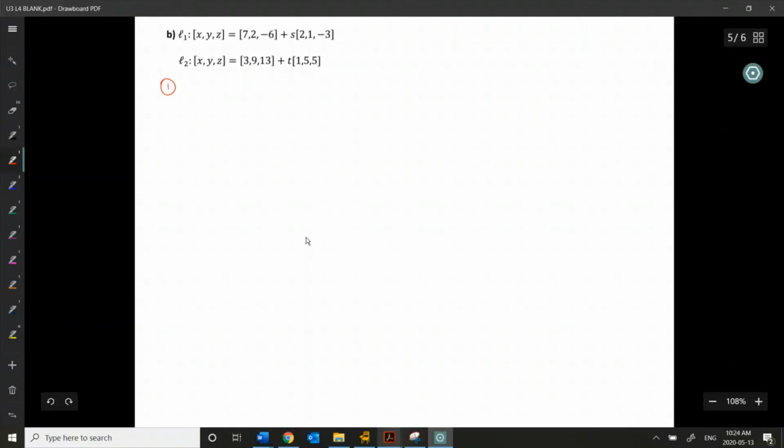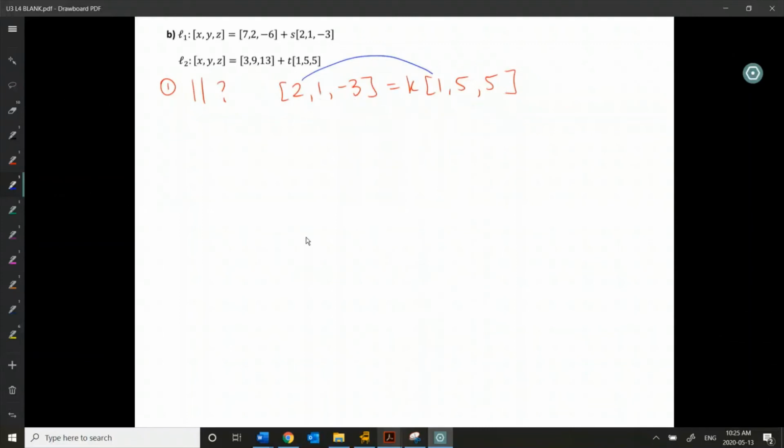So the first thing that we are always going to check is if they are parallel or not. So is 2, 1, negative 3 equal to some scalar multiple of 1, 5, 5? I think pretty obviously here, if I take 2 and divide that by 2, I get 1. But if I take the rest of these and divide these by 2, I'm not going to be getting 5 for these. So we would say no on this parallel one.